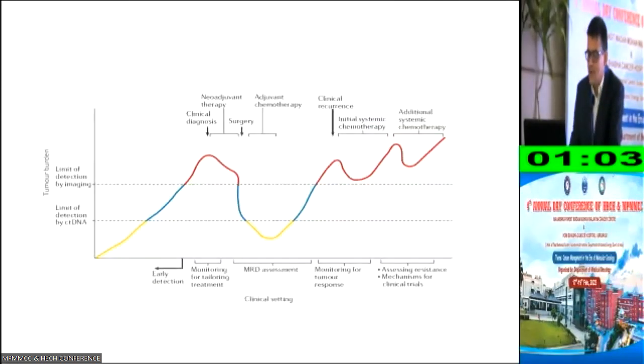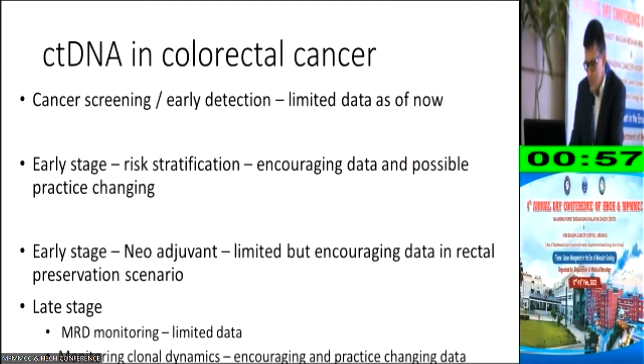So coming back to the previous graph of where all we can use ctDNA-based tests, let us see. This is my concluding slide. In cancer screening and early detection, there is limited data as of now. In early stage risk stratification, definitely there is data. We may use it immediately in patients who are stage 2, whom we want to spare chemotherapy. In early stage neoadjuvant in rectum, limited data, but encouraging data. Especially if a patient wants to avoid surgery, we may use this, but it is not standard at this point of time. In MRD monitoring, limited data in late stage, and definitely in clonal dynamics, as I said in this study, this is interesting.